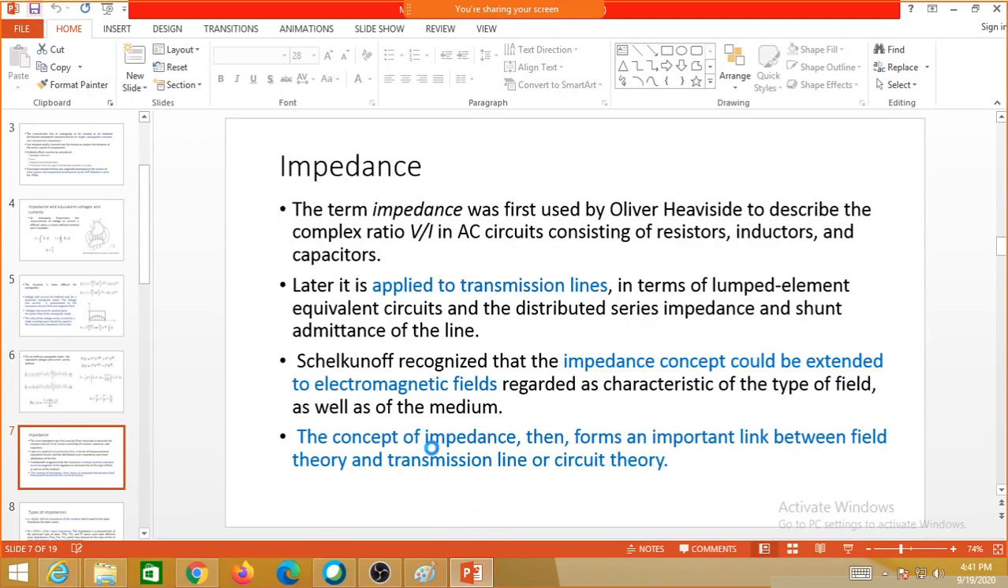This impedance concept is an important link between circuit theory, field theory and transmission line theory. First from the circuit we arrived at the transmission line voltage and current, and from the transmission line we can go to field theory, which is in terms of electric as well as magnetic field. So this impedance concept is the linkage between all these three concepts.